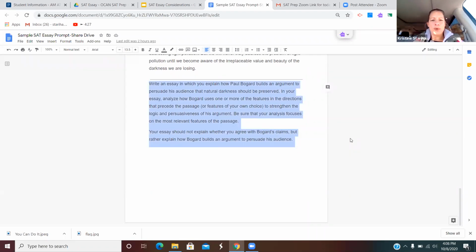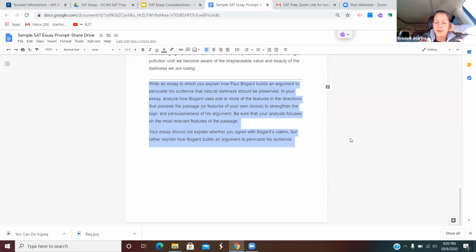Write an essay in which you explain how Paul Bogard builds an argument to persuade his audience that natural darkness should be preserved. In your essay, analyze how Bogard uses one or more of the features in the directions that precede the passage or features of your own choice. And those features will include things like evidence, different literary techniques, to strengthen the logic and persuasiveness of his argument. Be sure that your analysis focuses on the most relevant features of the passage.